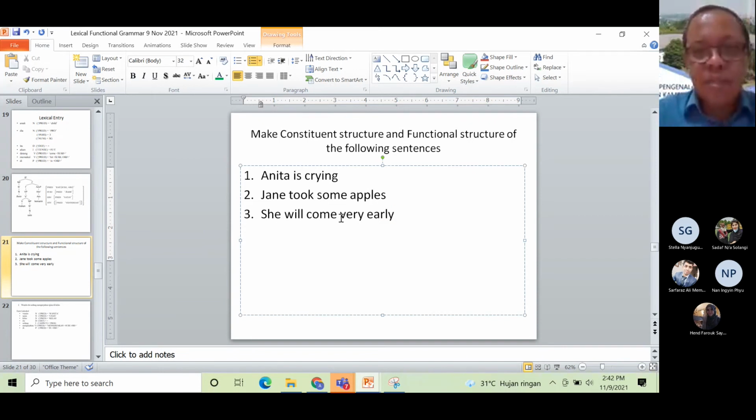In this construction, very early is an adjunct. She will come very early. This is an adjunct, okay? Look at the position of the adjunct here. In the constituent structure, there is no problem, yeah? The adjunct is close to X-bar, as the sister node of X-bar, and then the X-bar.